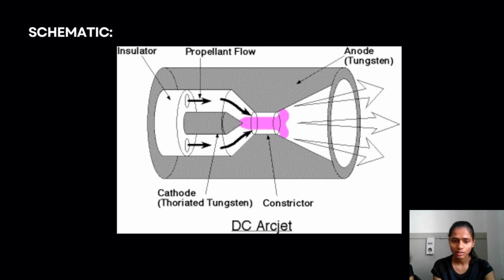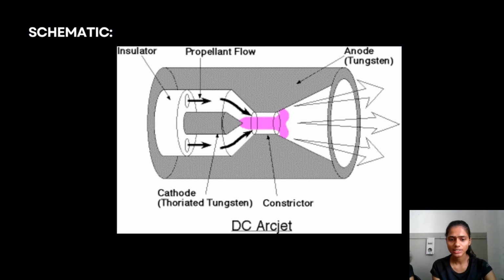The constrictor, which is the narrow passage that helps to confine the electrical arc and increase the temperature. The propellant injector, which injects the propellant into the arc jet chamber. The nozzle, which accelerates the hot propellant out of the engine.